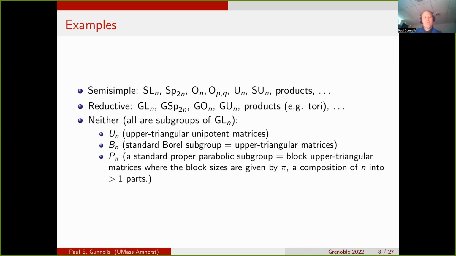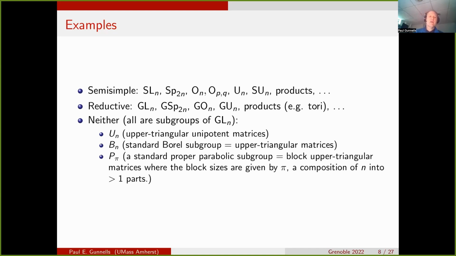And next we have what are called standard parabolic subgroups. So if you take a composition of n, meaning some way to write n as an ordered sum of things, and you assume that you have more than one part, then you can make a proper subgroup of GLN, which are the block upper triangular matrices, where the block sizes going down the diagonal are given by the parts of pi. And notice that each one of these P_pi's contains Bn. So it's sort of a generalization of Bn where you allow more interesting diagonal.